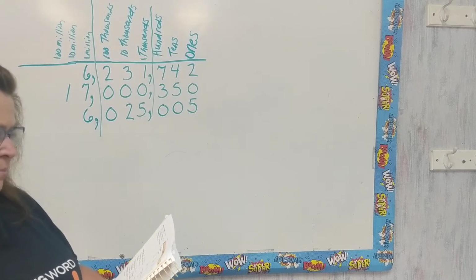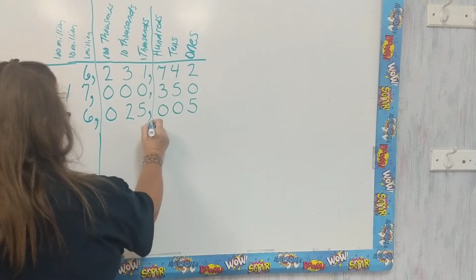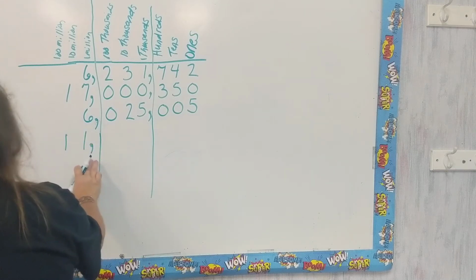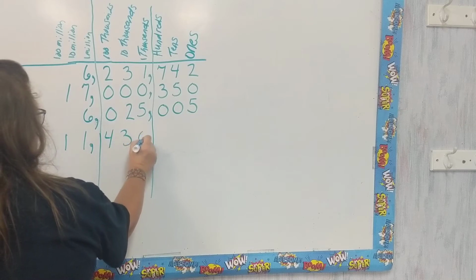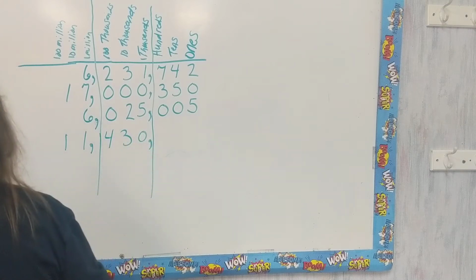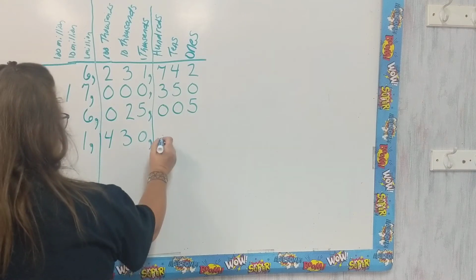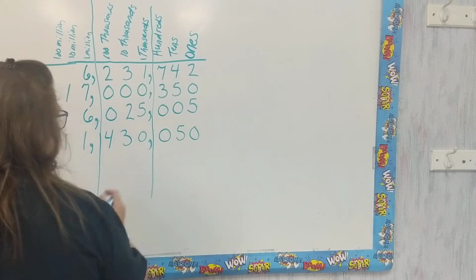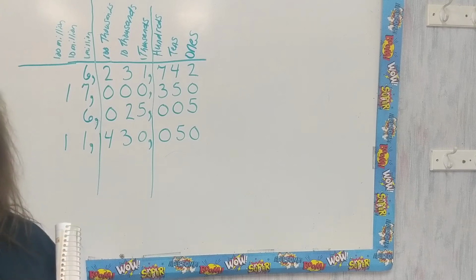Letter D. We have the number 11 million. 11, there's the comma last name, million. 430,050. I didn't hear any hundreds, so 0 in the hundreds. 50. Okay? Letter E, we're going to write the number 1 billion.